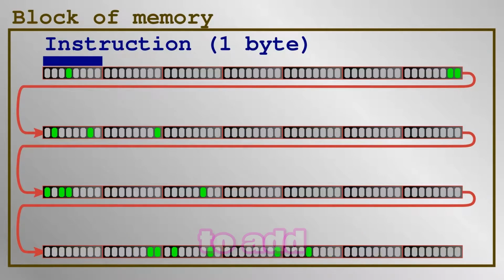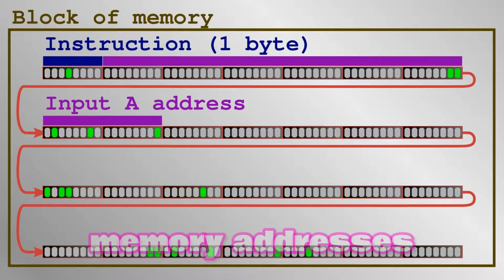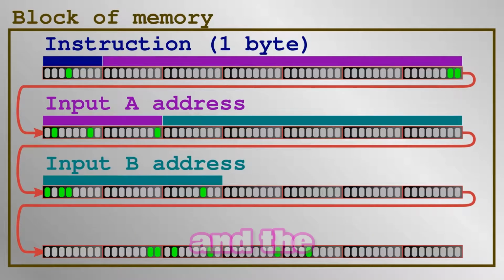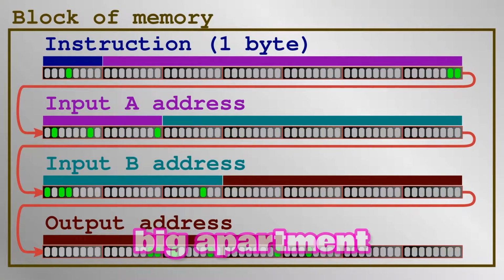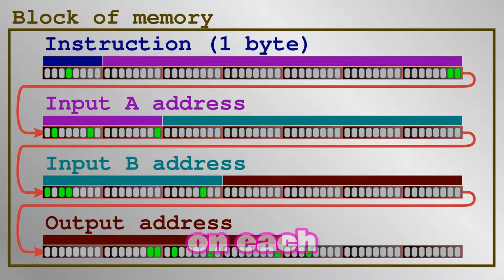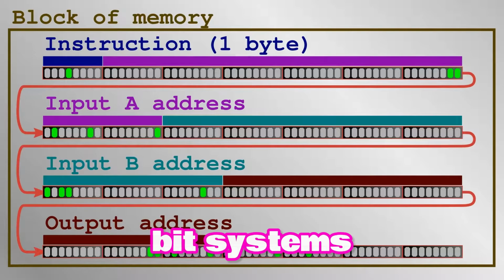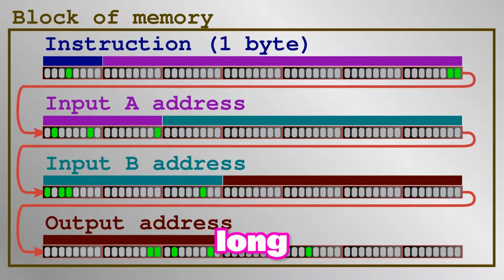If the instruction is to add, the computer will need the two memory addresses of the things being added and the memory address where the result is to be stored. Remember that memory is like post boxes for a big apartment building with a unique address on each byte. In the case of modern 64-bit systems, addresses are 8 bytes long. Therefore, the entire add instruction has one instruction byte and 24 bytes of addresses, 25 in total.